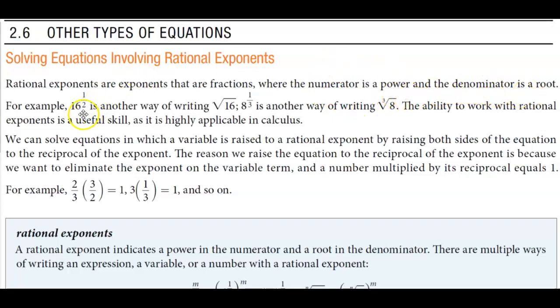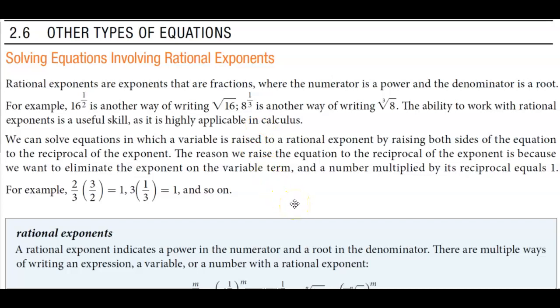For example, 16 to the 1/2 is another way of writing the square root of 16. 8 to the 1/3 is another way of writing the cube root of 8. The ability to work with rational exponents is a useful skill, as it is highly applicable in calculus.